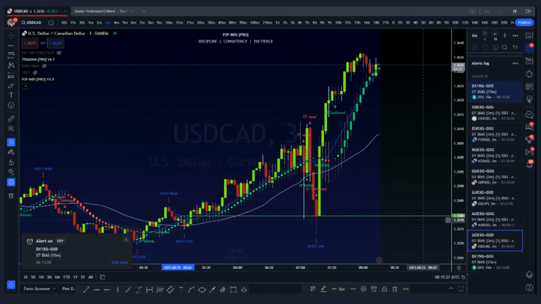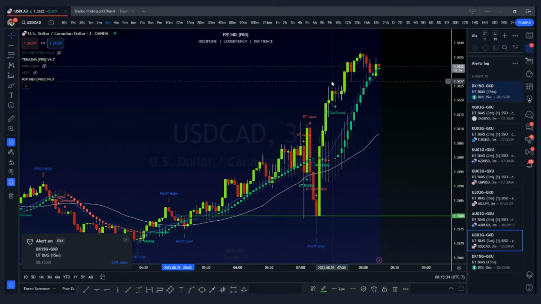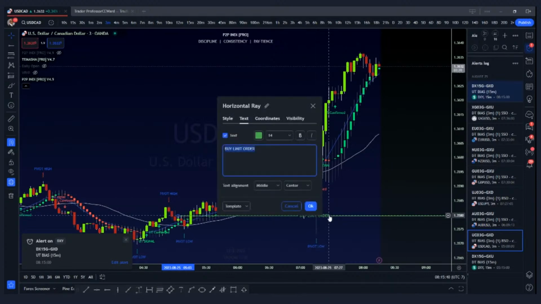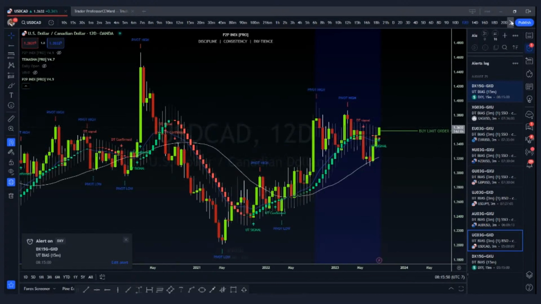All right. So 135.80 is an order that you guys, if you're not in dollar CAD, this is a pending order that you can place. 135.80, price action may come back to this entry here. When it does, where are we going? Let's figure that out.